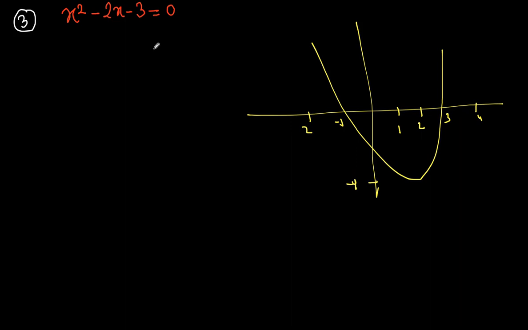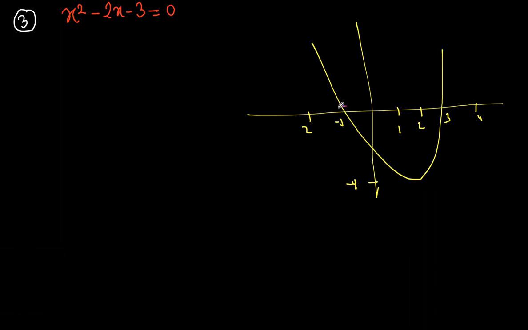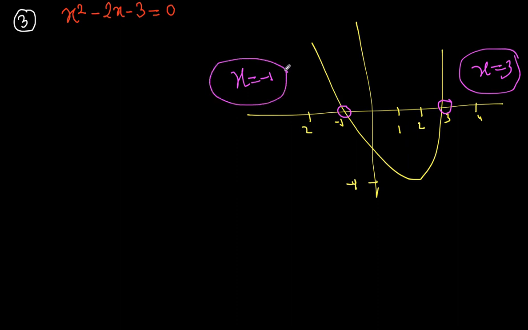If they ask you what the roots of this quadratic equation are, then you have to go to the graph. If the graph is given, then you just have to check where the graph is cutting the x-axis. Here you can see that the graph is cutting at x equal to minus 1 and x equal to 3. So these two values are the roots of this quadratic equation.